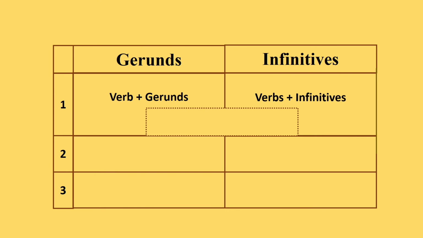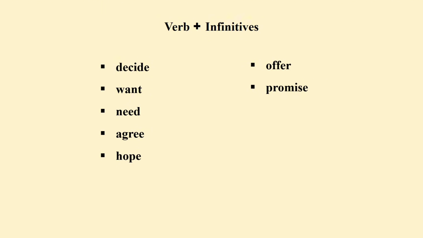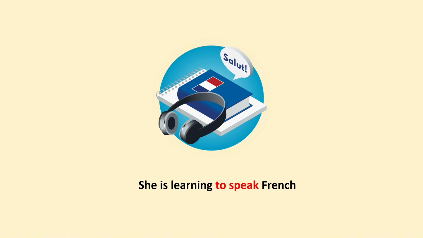Some verbs are always followed by infinitives. For example, decide, want, need, agree, hope, offer, promise, learn, and plan. For example, she is learning to speak French.